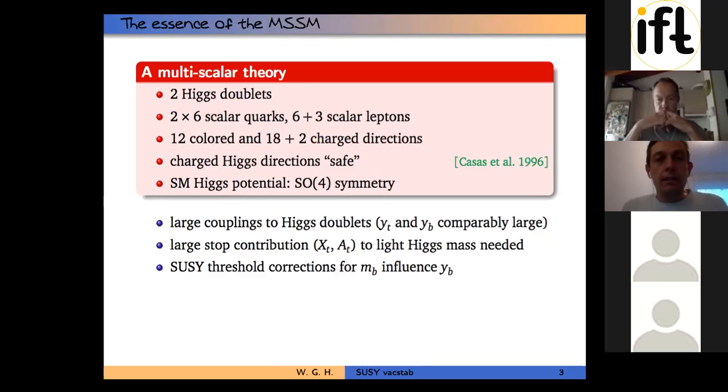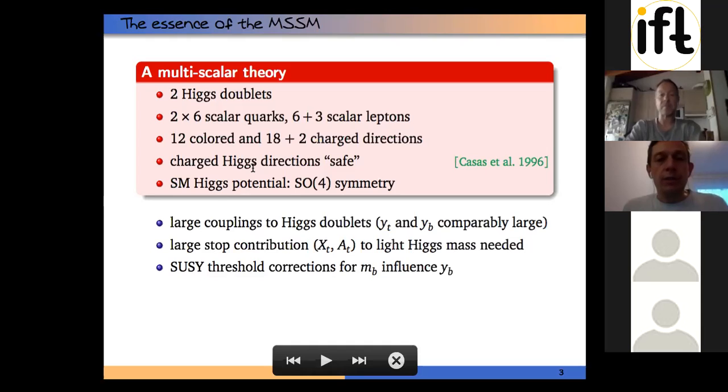As I said, the minimal supersymmetric standard model is a multiscalar theory. Besides these two Higgs doublets, we have, of course, a lot of scalar quarks and scalar leptons. So in the end, there are 12 colored and 20 charged directions, compared to the one neutral field direction we have in the standard model. However, the charged Higgs directions have been found and proven to be safe in this type 2 Higgs doublet model, as we have in the MSSM. This has been proven in the 90s.